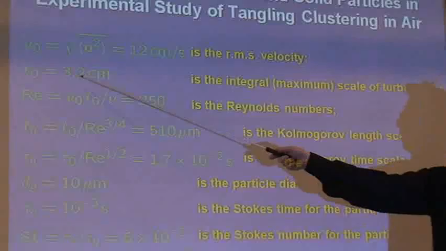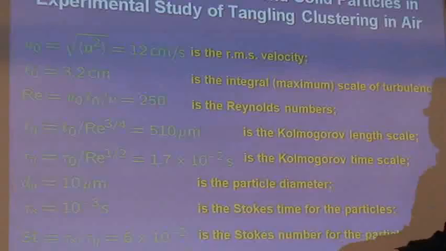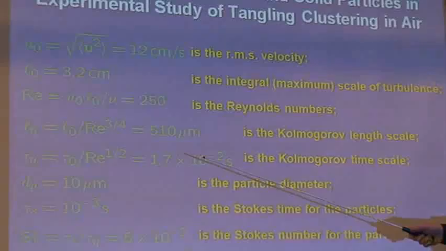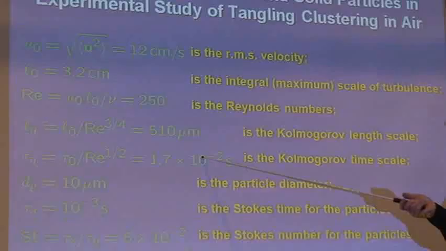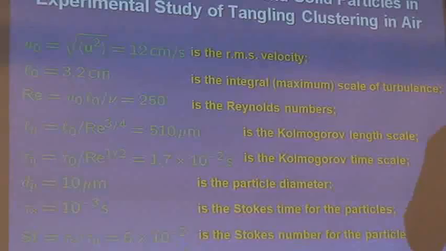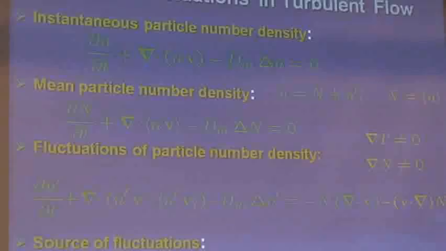I'd like to say here that in experiments we consider particles of 10 micrometers, turbulence based on the integral scale and RMS velocity, Reynolds number 450, which is not large, so it's difficult to expect very strong inertial clustering. The Stokes time is one order of magnitude smaller than the Kolmogorov time. So the Stokes number is small. And nevertheless, if we include a temperature gradient, we obtain very strong clusterization.